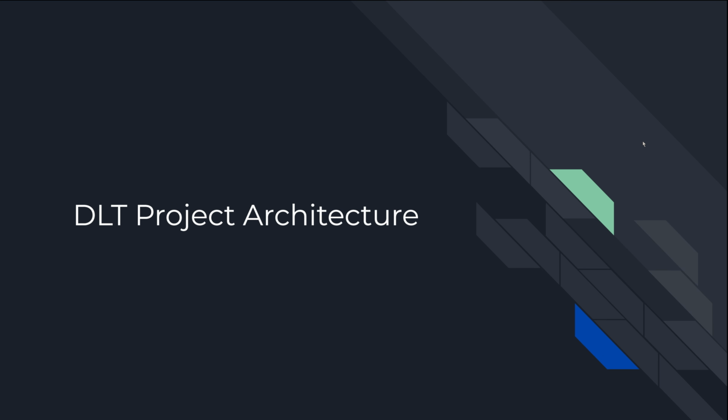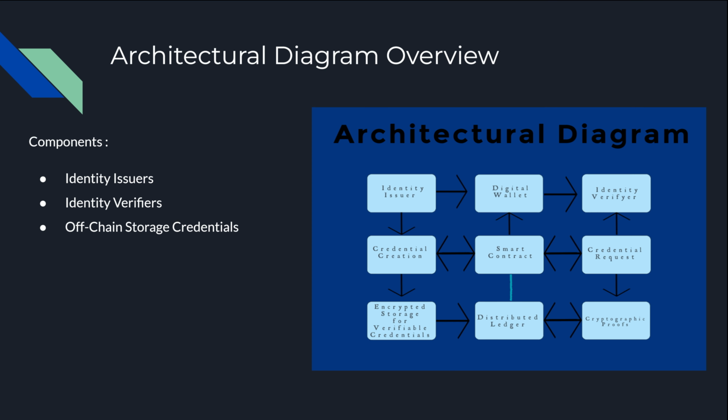Now onto our proposed architecture. The architecture design focuses on creating a decentralized identity management system using a DLT platform such as Hyperledger Indy. The key components of the design include blockchain and decentralized identifiers, verifiable credentials, smart contracts, user wallets, identity verifiers, and encrypted storage for verifiable credentials, distributed ledgers, and cryptographic proofs.